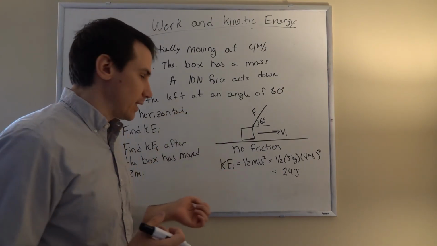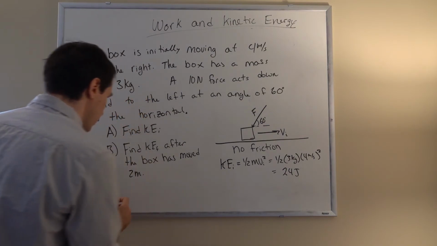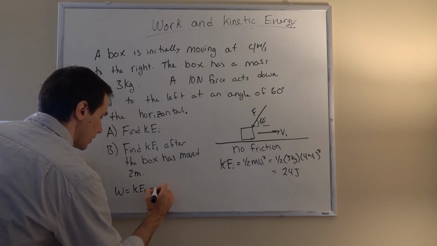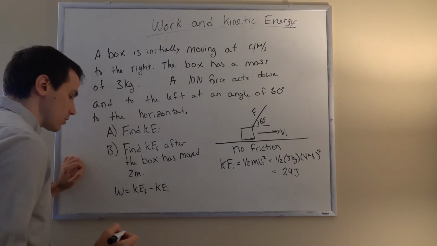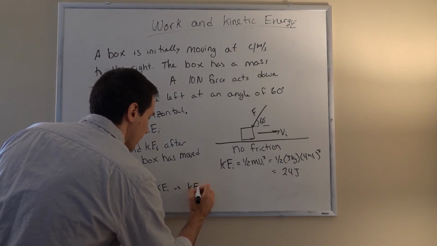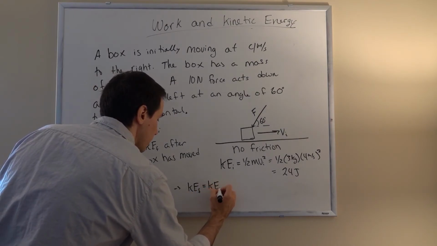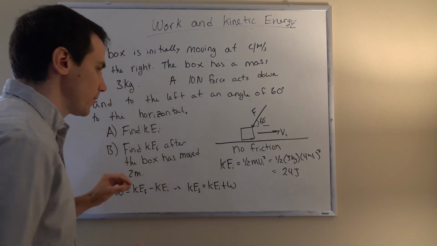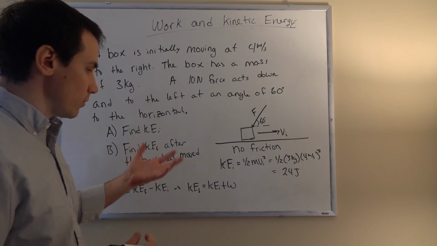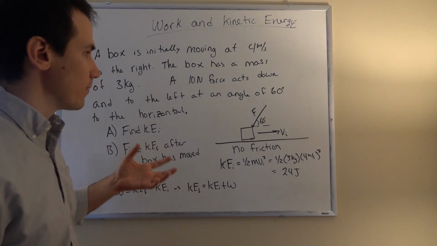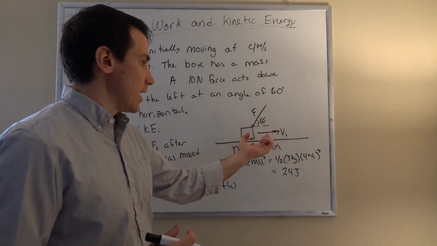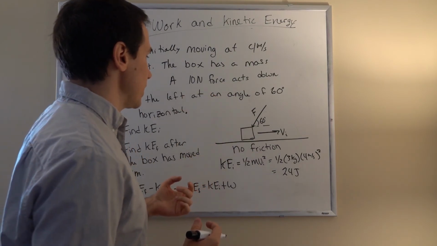If I want to find the final kinetic energy, I can use the fact that work equals KE final minus KE initial, or that is, kinetic energy final equals kinetic energy initial plus work. Okay, so now if we can find the work, we know the kinetic energy initial and we can find the kinetic energy final. So if I want to find the work, I simply have to do F dot d, the force multiplied by the displacement.